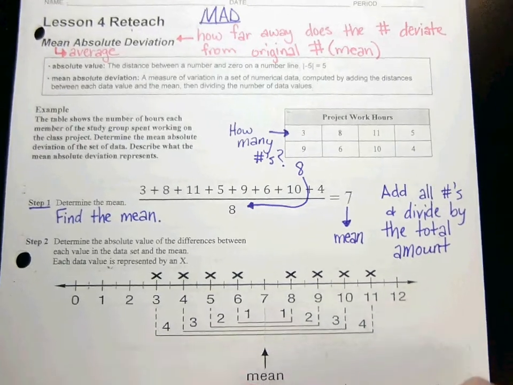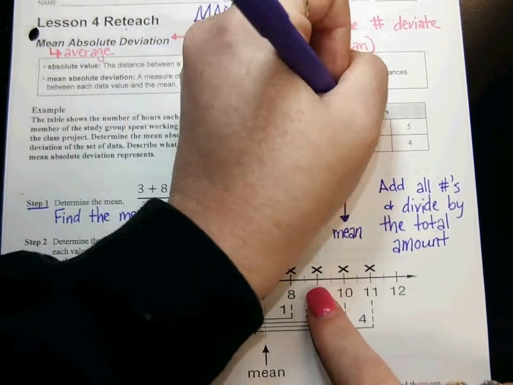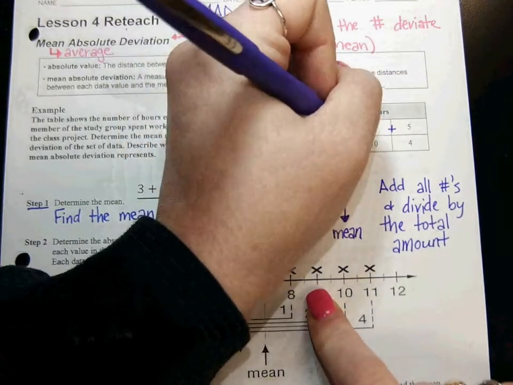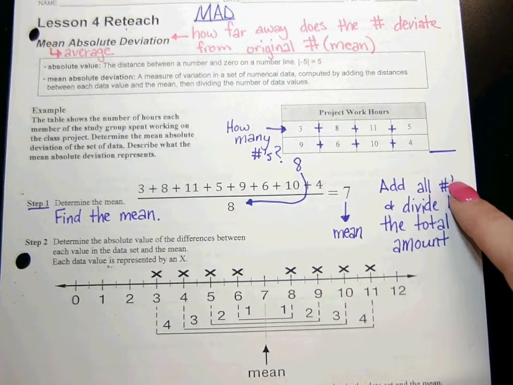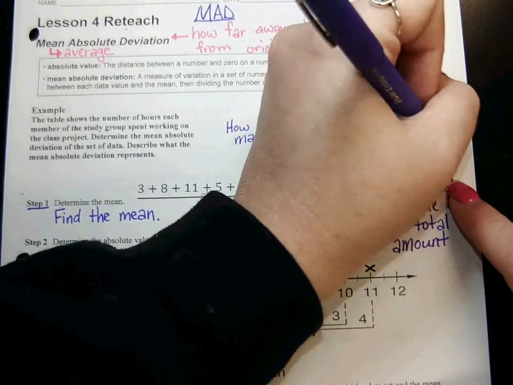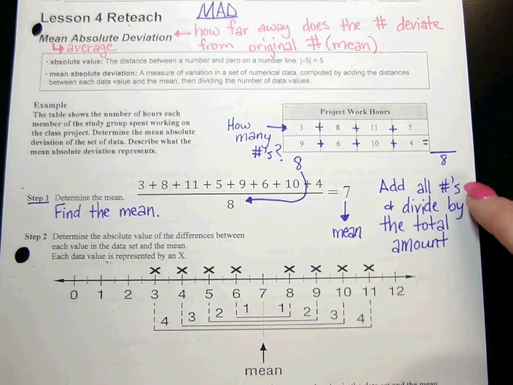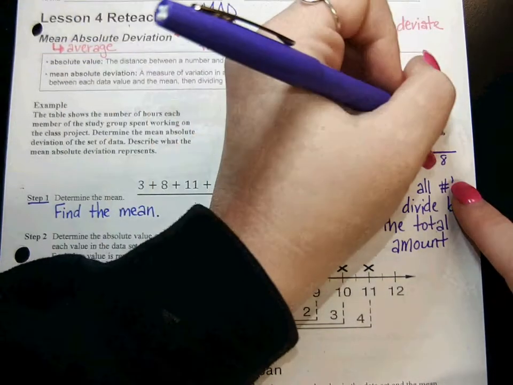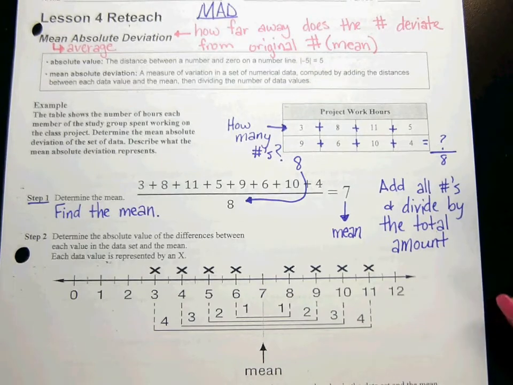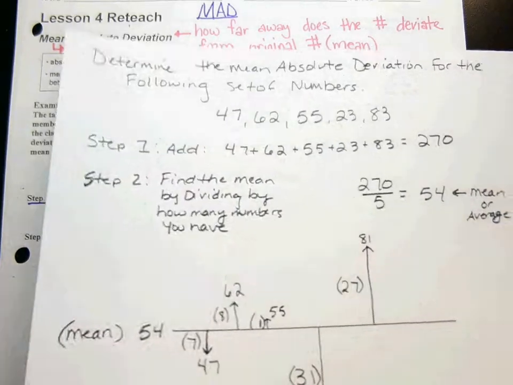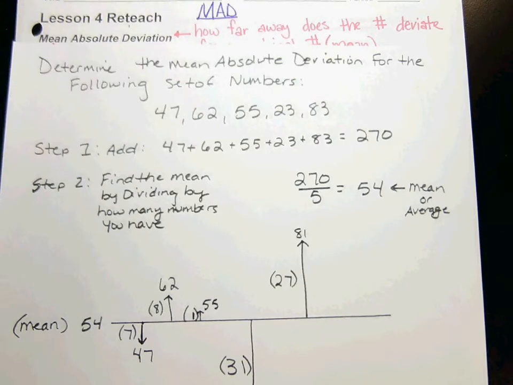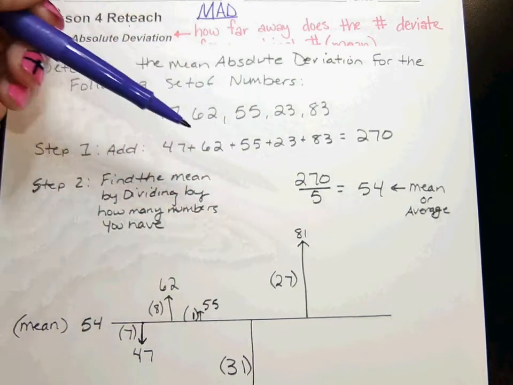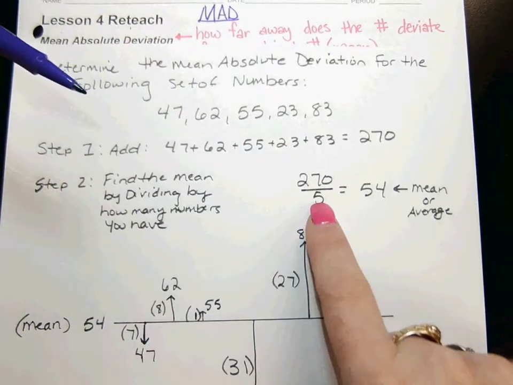So instead of rewriting everything, I actually just like to go like this. I'd add everything up and then divide by the amount. Which is exactly what's happened on your extra copy. We've just said to take this set of numbers, add them all up, you get that amount, and then step 2 is find the mean. There's 5 numbers here, so you're going to divide by 5.